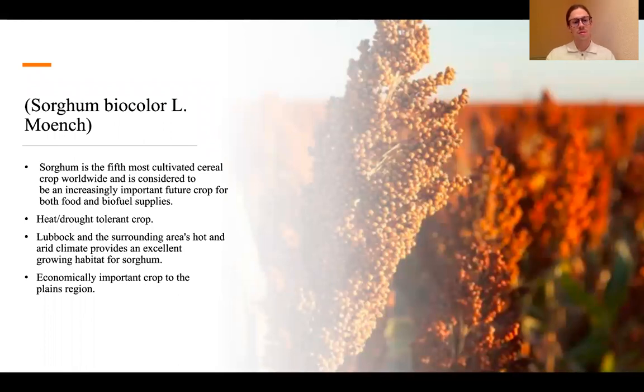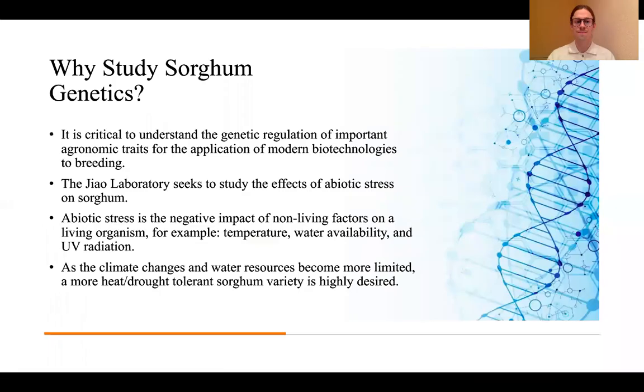Sorghum is the fifth most cultivated cereal crop worldwide and is considered to be an increasingly important future crop for both food and biofuel supplies. It is a heat and drought tolerant crop. Lubbock and the surrounding area's hot and arid climate provides an excellent growing habitat for sorghum, and it is an economically important crop to the Plains region.